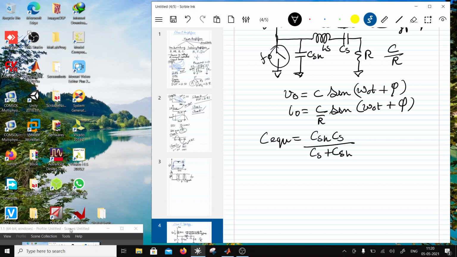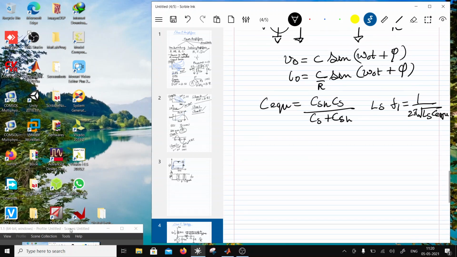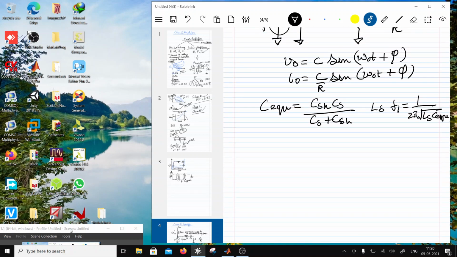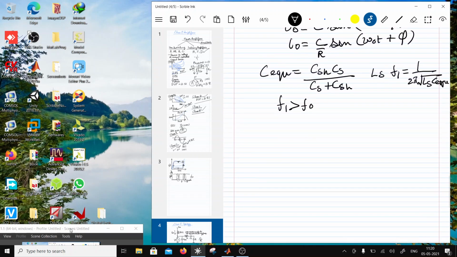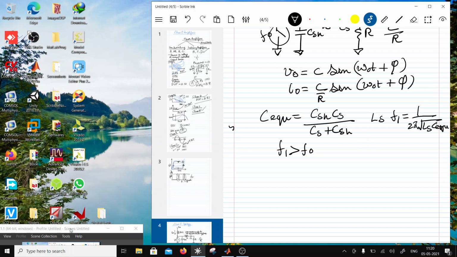Okay, so then there is a frequency. This C equivalent is going to resonate with LS at a frequency f1, which is going to be 1 over 2 pi root of LS C equivalent, right? In this case, C equivalent is small, so f1 is higher. So basically this causes f1 to be higher than f0, right? So this is the resonant frequency when the switch is off.